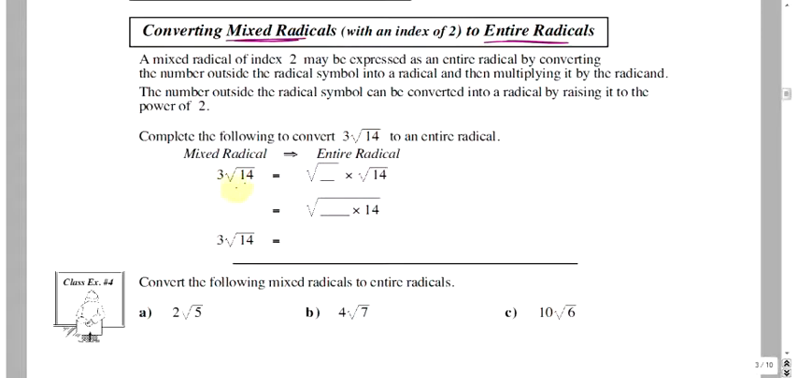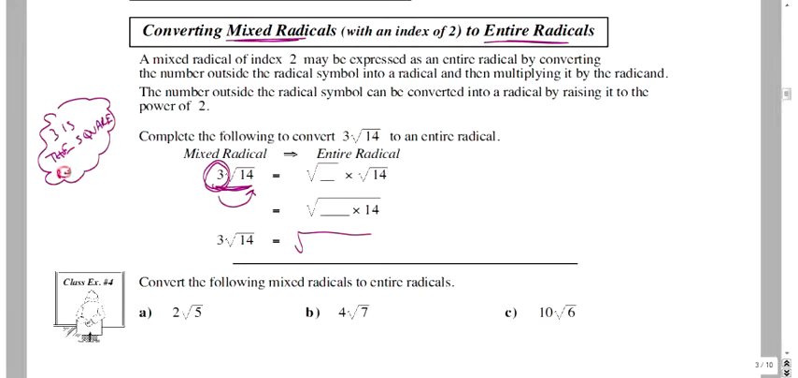So, this is a mixed radical. I want to make it an entire radical. I don't want this number out in front. I don't want any number out in front. I want this to be an entire radical. So you need to tuck that 3 inside the radical sign. Here's what you ask yourself. Because we're dealing with square roots, tomorrow cubed roots, 3 is the square root of what?